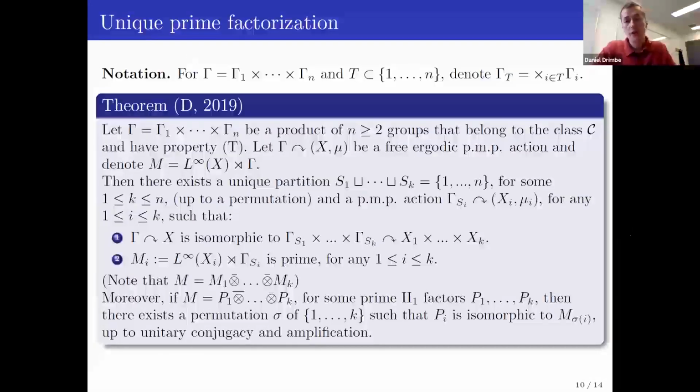Moreover, we actually have a unique prime factorization, unique in the following sense. If M can be written as the tensor product of other k prime type 1 factors, what we must have is that each P_i must be isomorphic with one of the M_i's. This isomorphism happens up to unitary conjugacy inside the ambient algebra M and up to amplification.